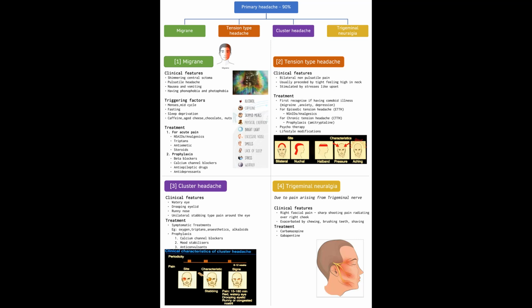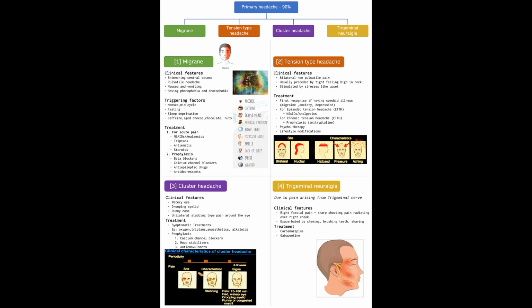How do we treat a patient with migraine? We should give NSAIDs for the acute pain as an analgesic, and also we give triptans, antiemetics, and steroids in order to relieve the pain. The prophylaxis contains beta blockers, calcium channel blockers, anti-epileptic drugs, and also antidepressants.